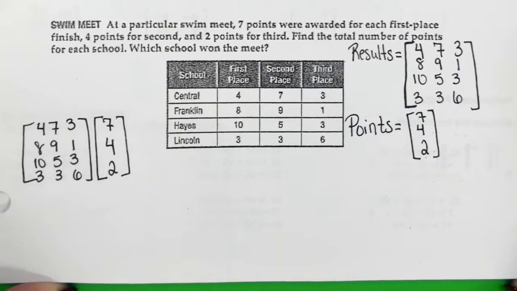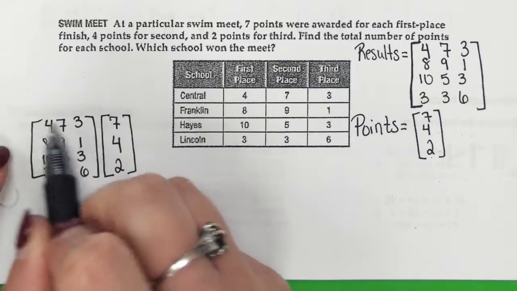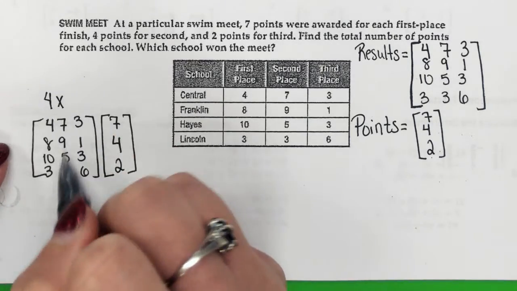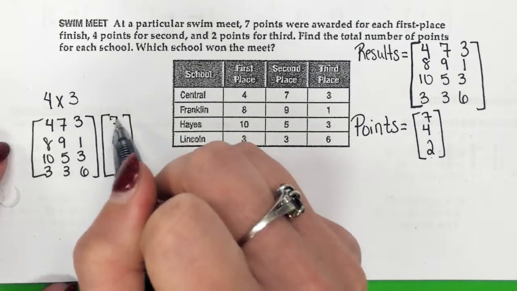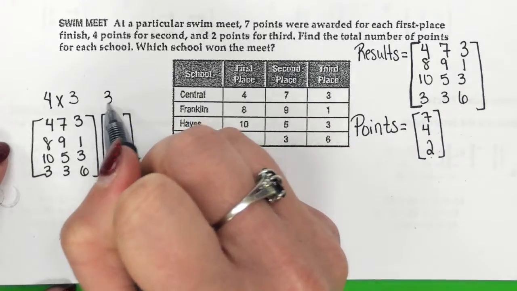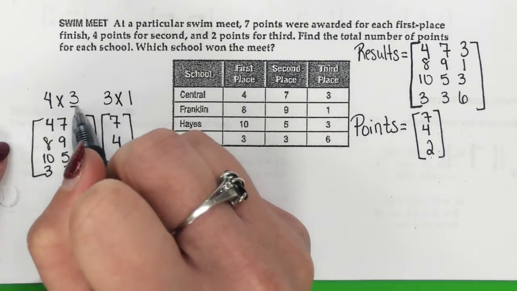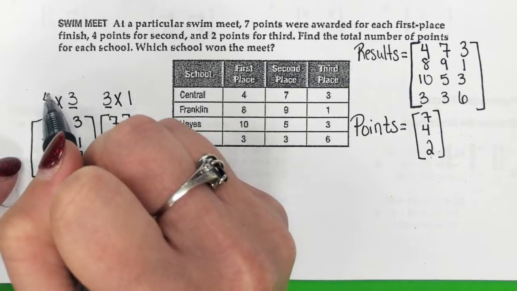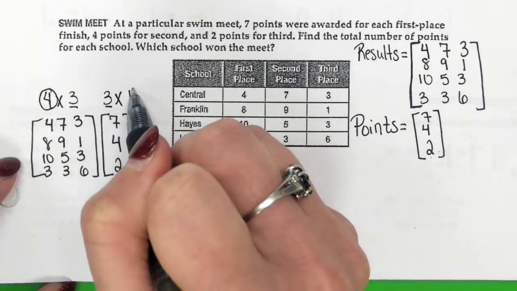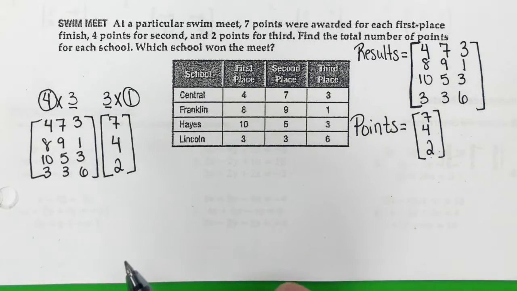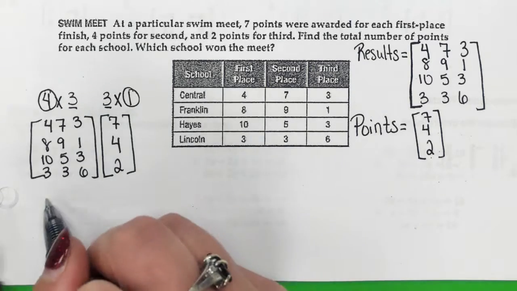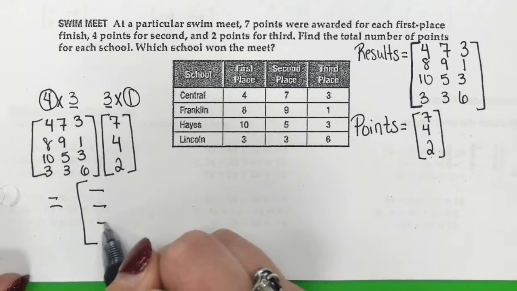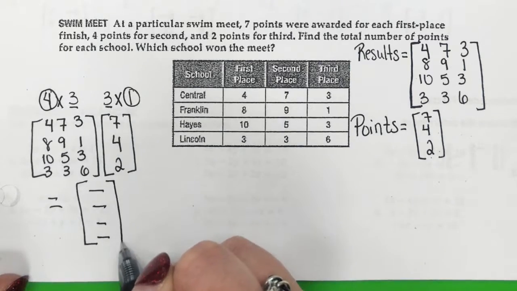All right, so let's check our dimensions. What are the dimensions of this first one? How many rows? 4 rows. And how many columns? 3. What about the next one? 3 by what? 1. Do they match up? The middle ones match up, right? That means it's possible. I can do it. And the outside numbers give you the size of your answer. So the size is going to be 4 rows by 1 column.